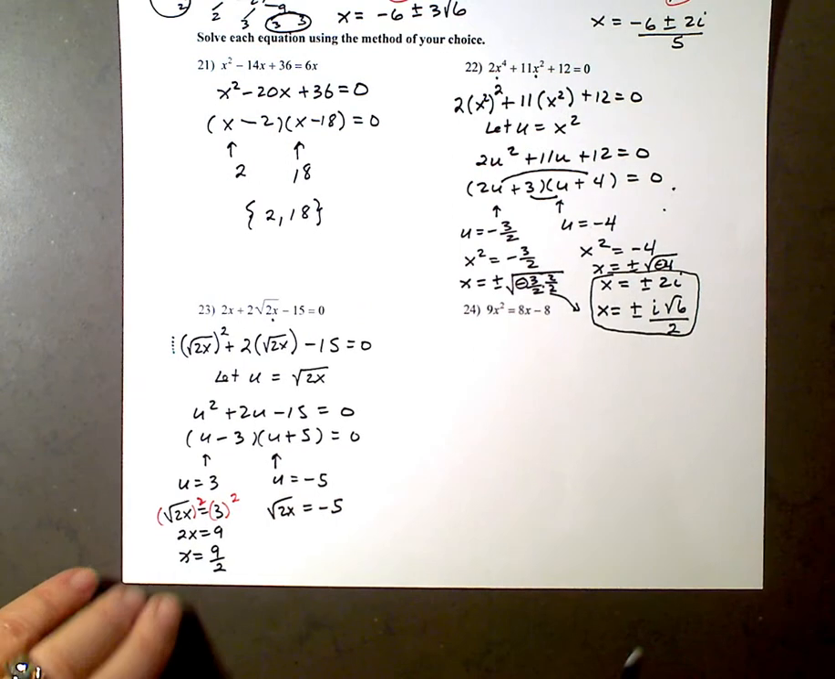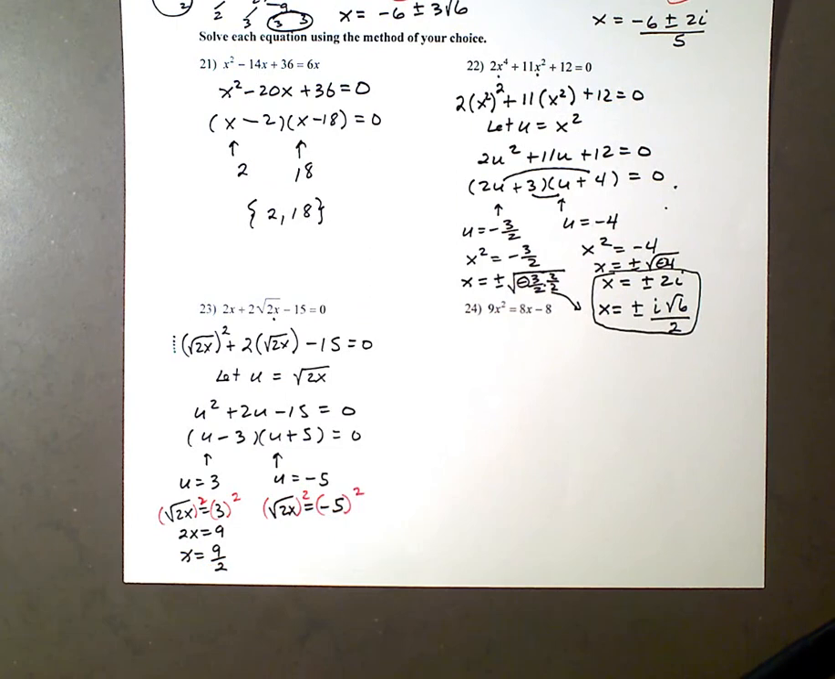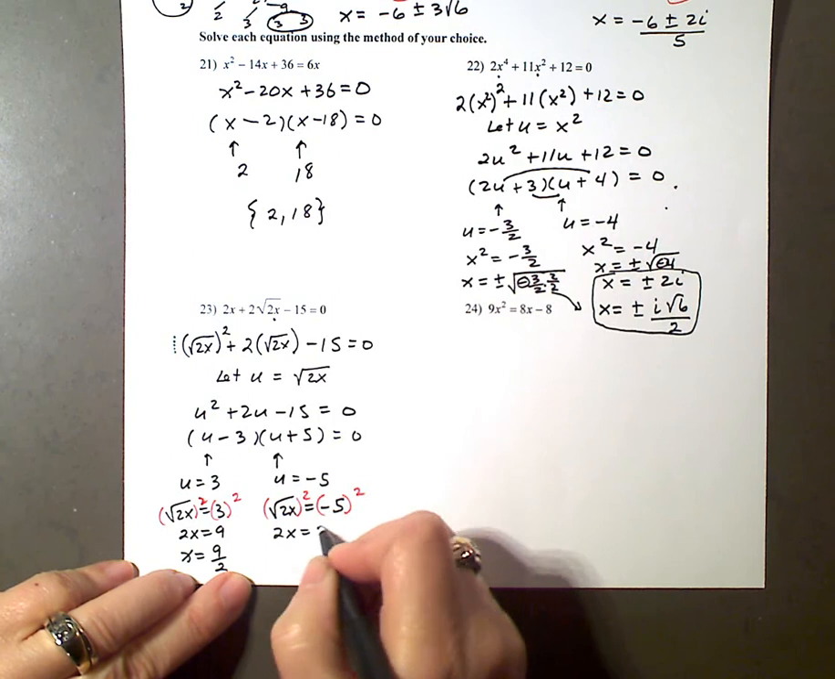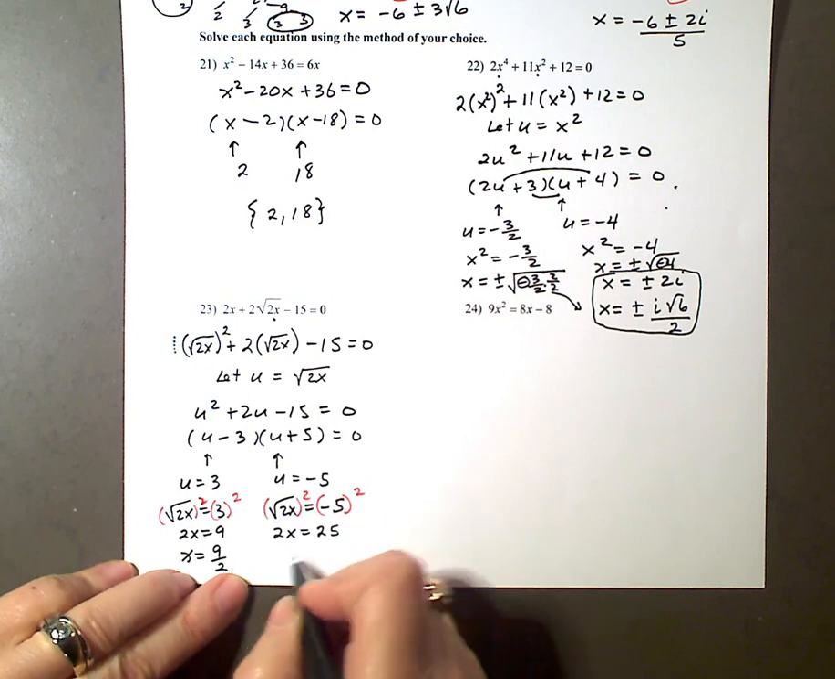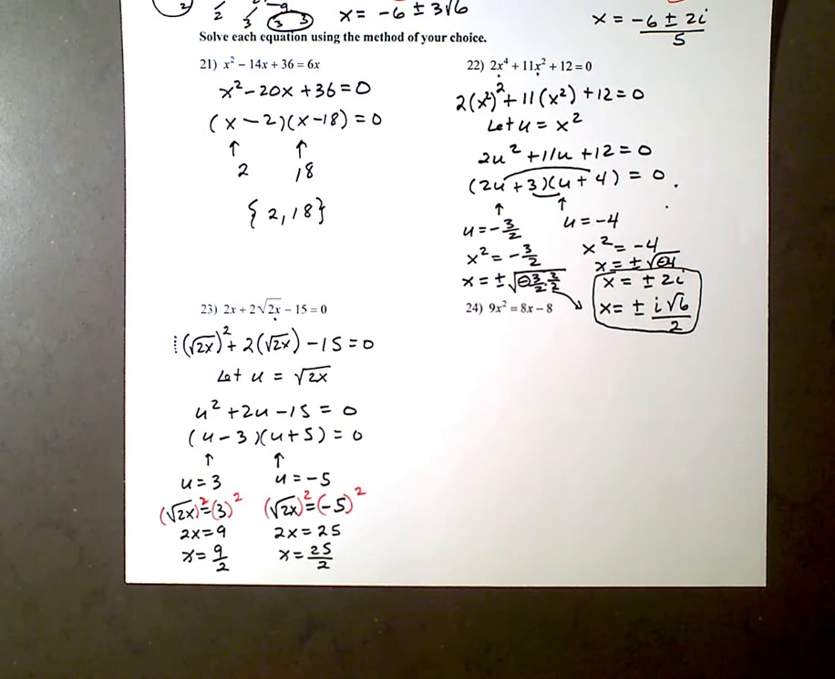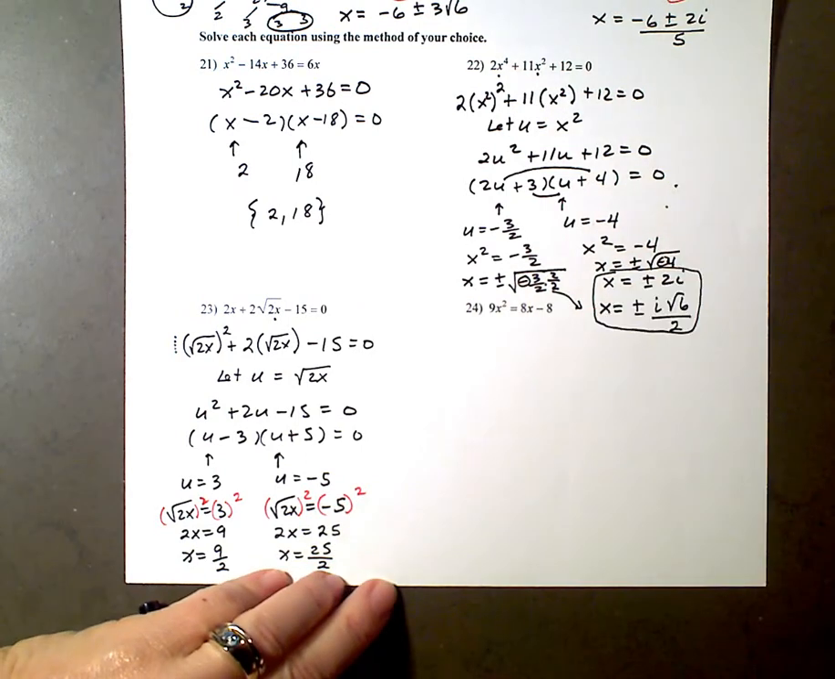On this one, squaring both sides, I get 2x is 25, because when I square the negative 5, I've got a 25. So x is 25 halves. Okay, so I'm going to carve out some space here. Actually, I think I'll just go to a separate sheet to show the check step on that.